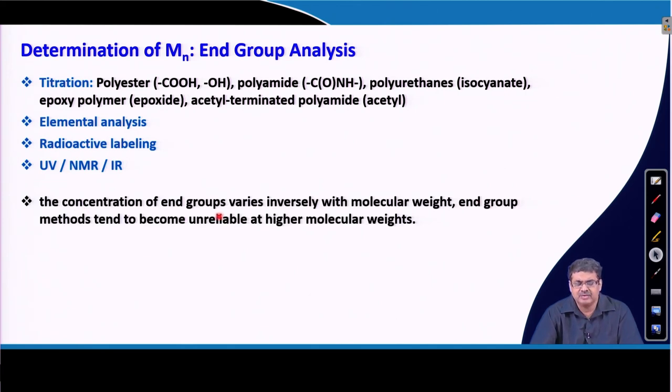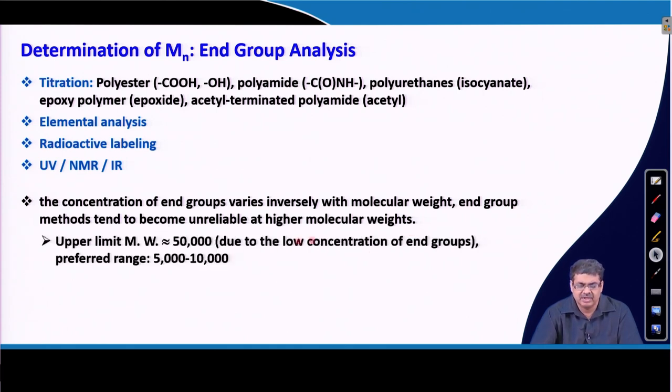And the concentration of end groups varies inversely with molecular weight. So, end group methods tend to become unreliable for higher molecular weight, as I explained before. The upper limit is 50,000, but the preferred range is 5,000 to 10,000.